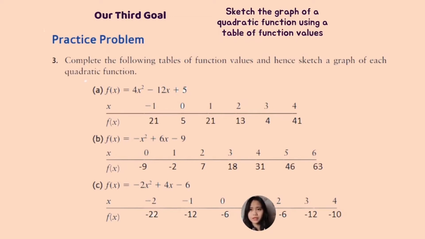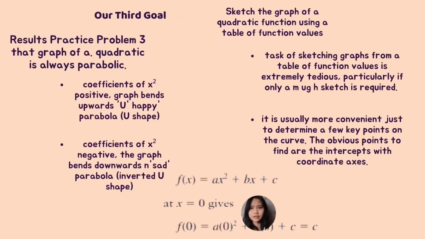Results of practice problem 3: the graph of a quadratic is always a parabola. Figure 2.2, coefficient of x² positive, so the graph bends upward, a U shape or happy parabola. And figure 2.3, coefficient of x² negative, so the graph bends downward, a sad parabola, an inverted U shape.